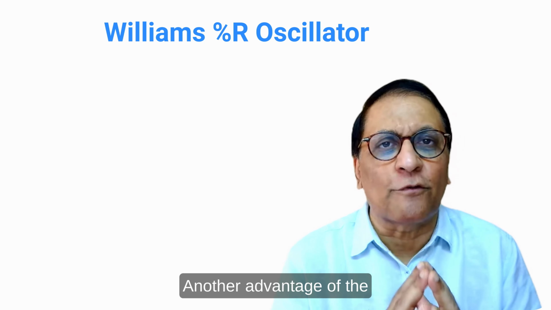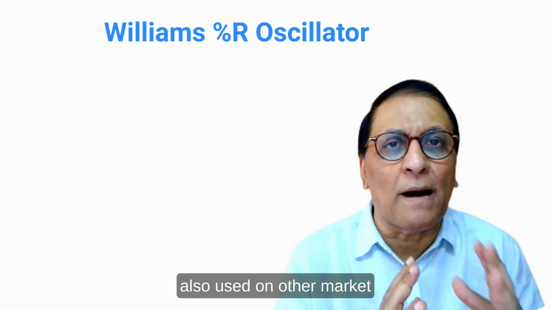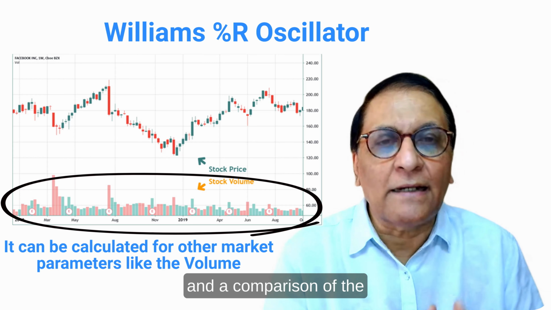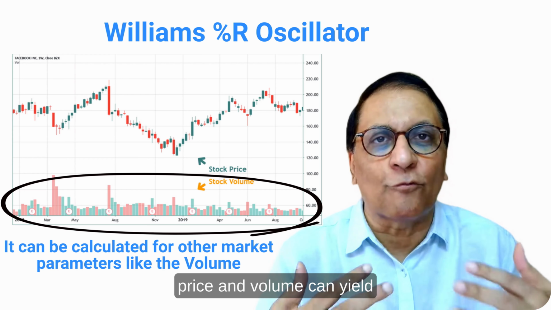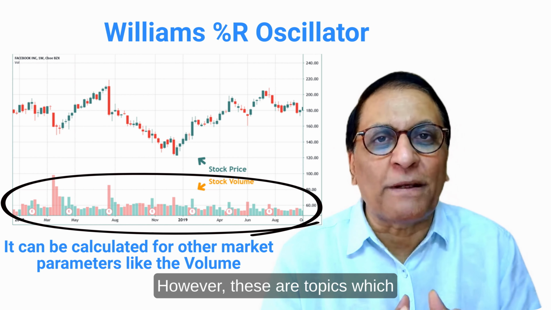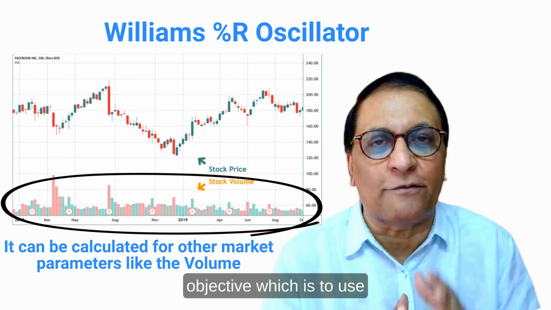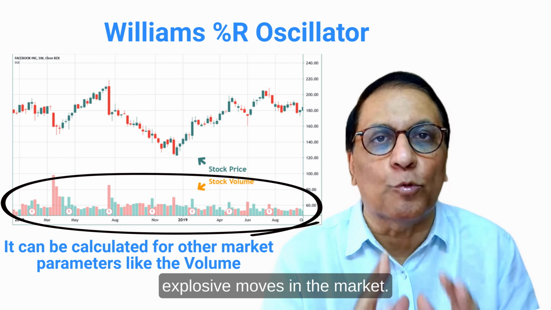Another advantage of the Williams R is that it can also be used on other market parameters like the volume, and a comparison of the movement of the Williams R on price and volume can yield interesting results. However, these are topics which are not related to our current objective, which is to use the Williams R to determine explosive moves in the market.